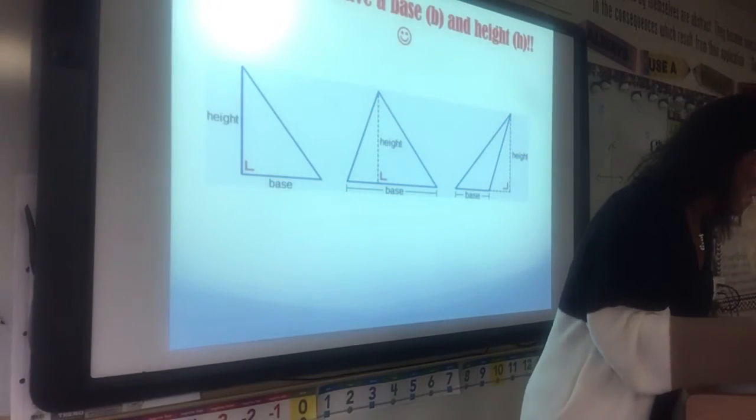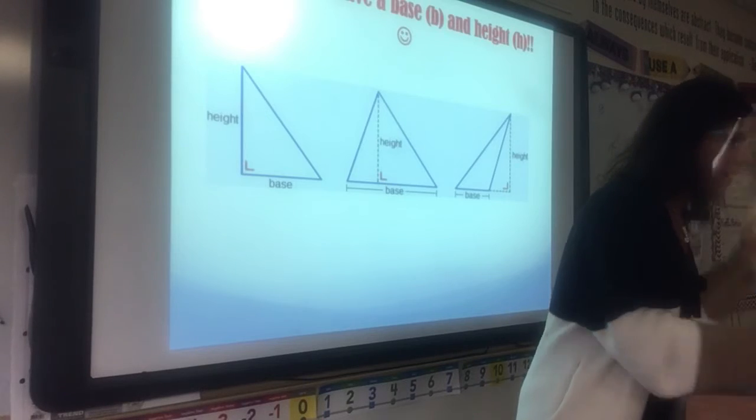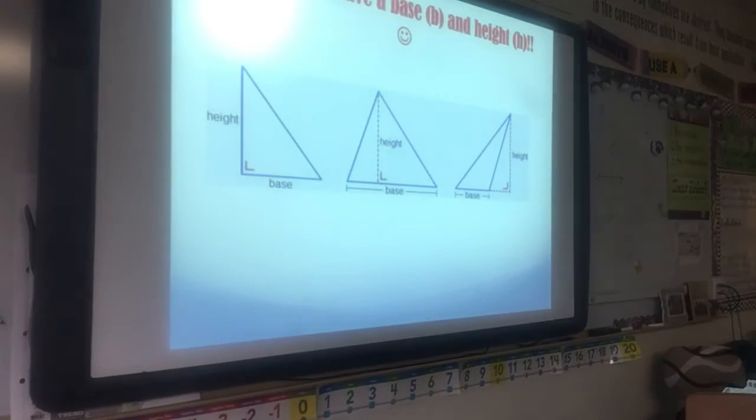Okay, while you're writing that down, I'm going to bring you around a yellow sheet. And then I'll tell you what we'll do with it. We're going to actually cut part of it out, and we're going to glue it into our composition book after we look at it. So we're just going to find the base and height on these triangles. Okay, you should have each one of those triangles written in here.